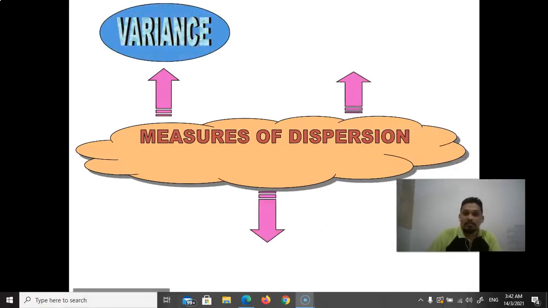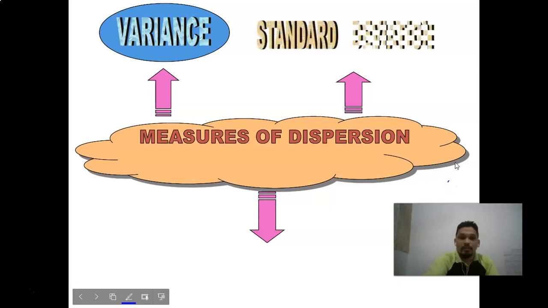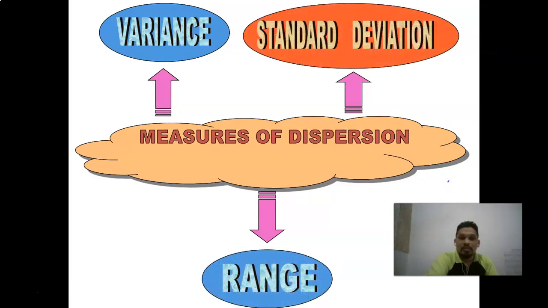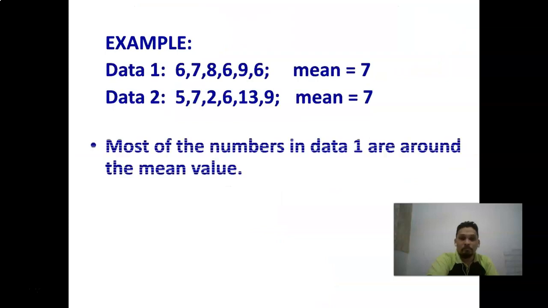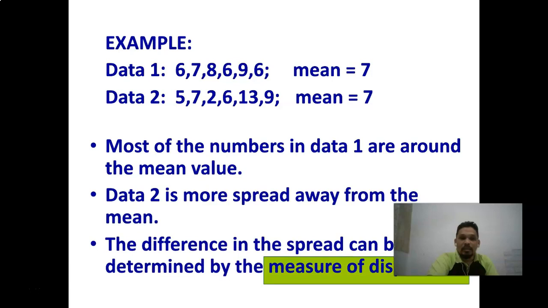So then, we look into the variance, standard deviation, and range for both grouped and ungrouped data. Example 1, look at the data 6, 7, 8, 6, 9, 6. Mean equal to 7, so it is 6 plus 7 plus 8 plus 6 plus 9 plus 6 divided by 6.